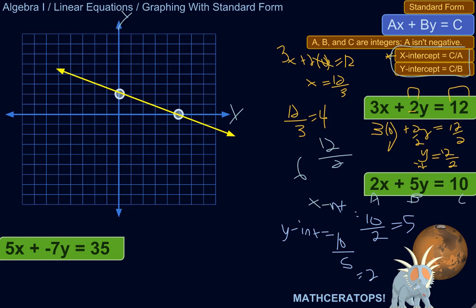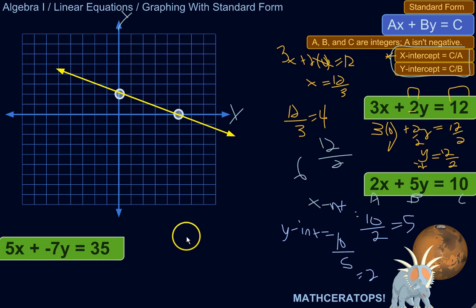Yeah, so this is a nice little shortcut. The x-intercept is c over the coefficient in front of x. The y-intercept is c over the coefficient in front of y. Fairly easy to remember. Plot those 2 intercepts, boom, boom, connect them with a line, you're done.